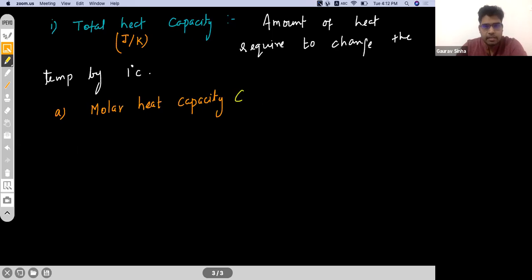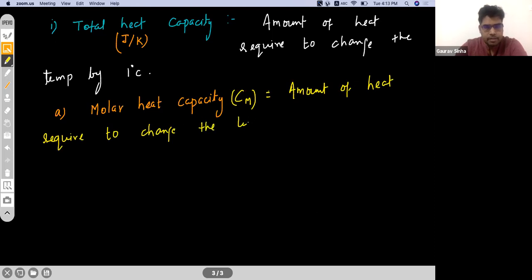Molar heat capacity, suppose I am taking as Cm. In most books they simply write it as C, but why I have taken this as different, you will understand after some time. Molar heat capacity is the same thing: the amount of heat required to change the temperature by 1 degree Celsius of 1 mole of a substance. So molar heat capacity is for 1 mole of a substance.